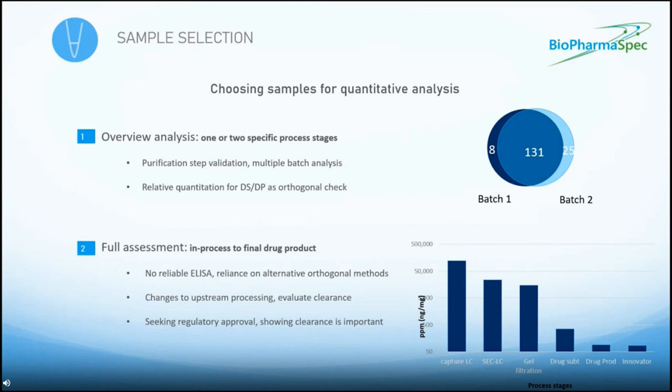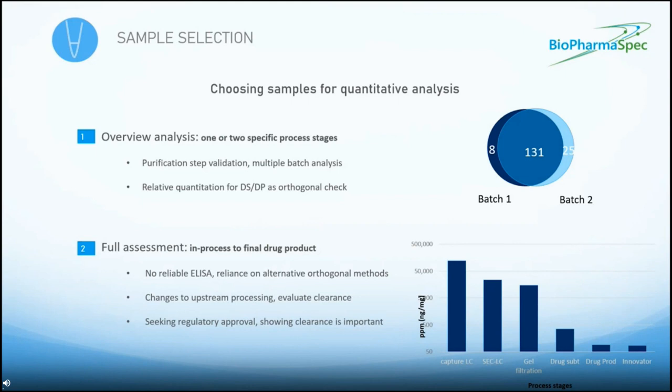So using samples for multiple purification stages, all the way from upstream in-process samples down to the drug product. So here you might not have a reliable ELISA, and therefore there's a heavier reliance on other available orthogonal methods, or perhaps you may have changed an upstream processing step, risking changes in the HCP population.